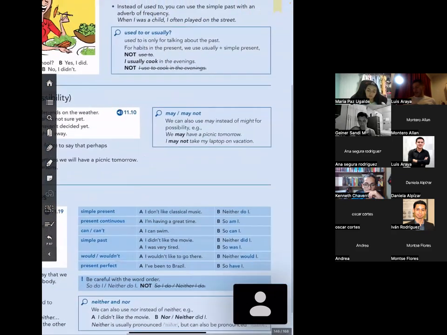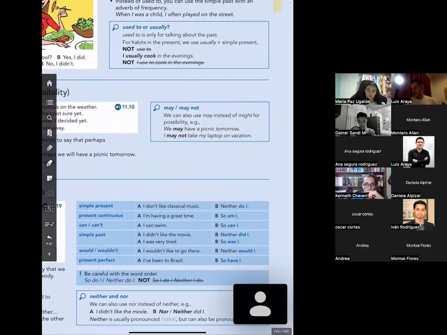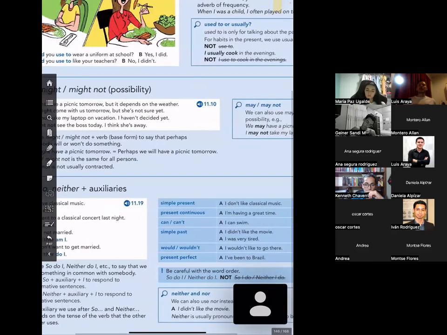And let's look at the one over here: may and may not. We can also use may instead of might for possibility. We may have a picnic tomorrow. I may not take my laptop on vacation. Very important: may and might have the exact same meaning. This is one of the things I was mentioning. You can use may or might, and it's going to be exactly the same.